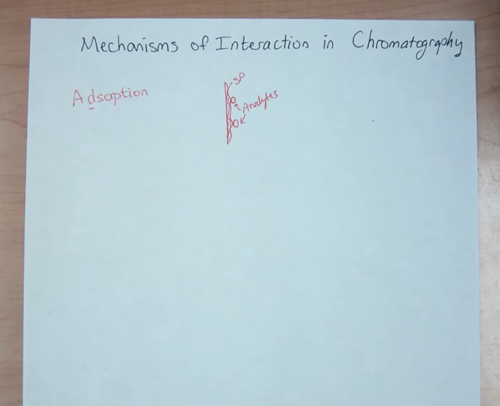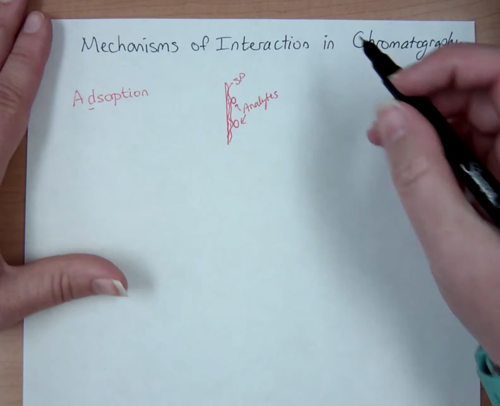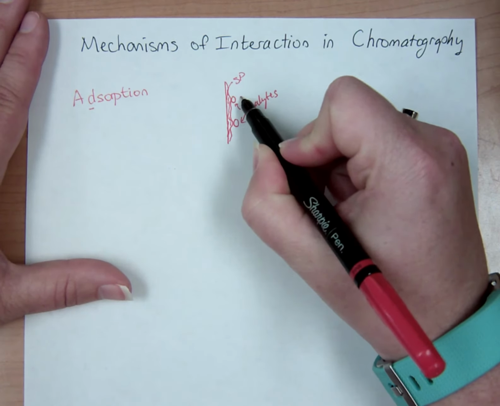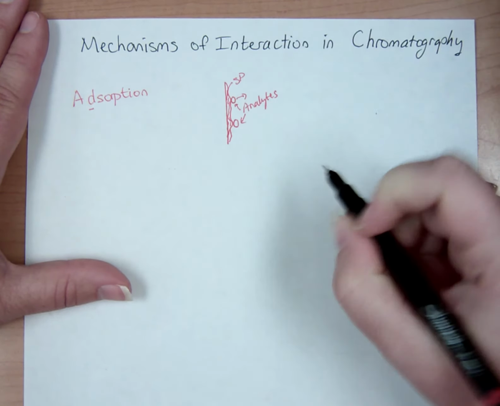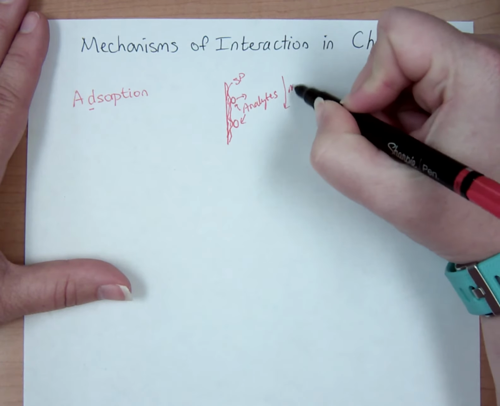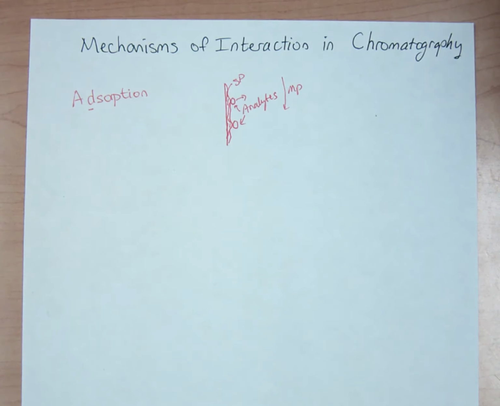And that process of sticking to the surface and then coming off of the surface and continuing to move through the mobile phase is going to be what leads to a separation. The ones that stick the hardest to the surface are going to be the ones that take longer to make their way down the column.